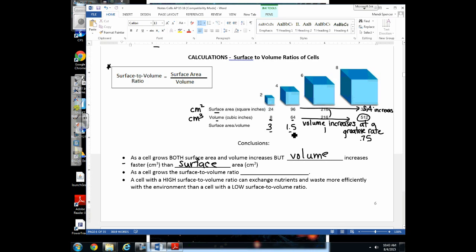So these numbers down here are showing you as a cell, or as this cube is getting bigger, the surface to volume ratio is decreasing. We started at 3 and now we're at 0.75. And remember, a low surface to volume ratio, so let's indicate that. That's a lower number. That's a low surface to volume ratio. It will not allow a cell to exchange materials with the environment as efficiently as it needs to. The smaller cell has that high surface to volume ratio.